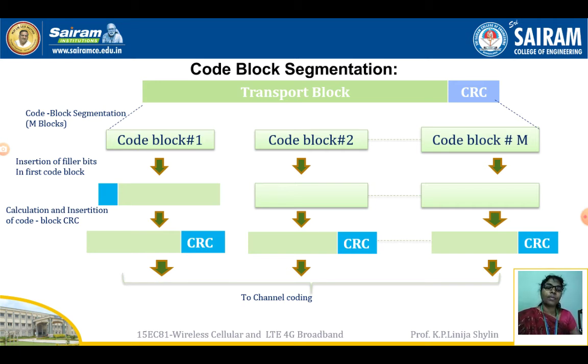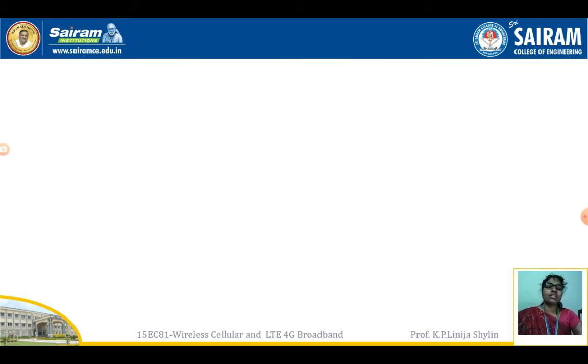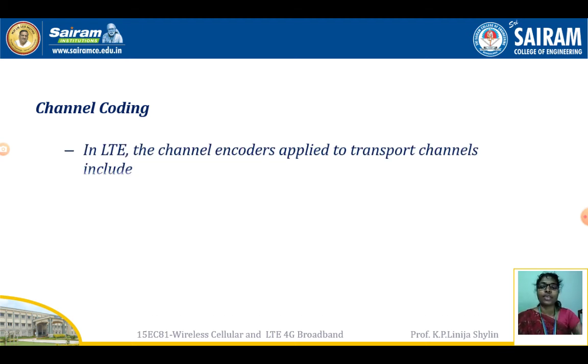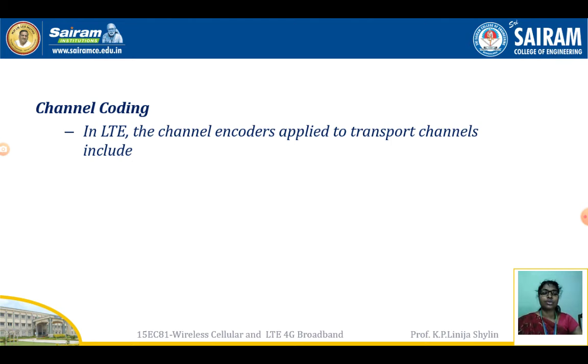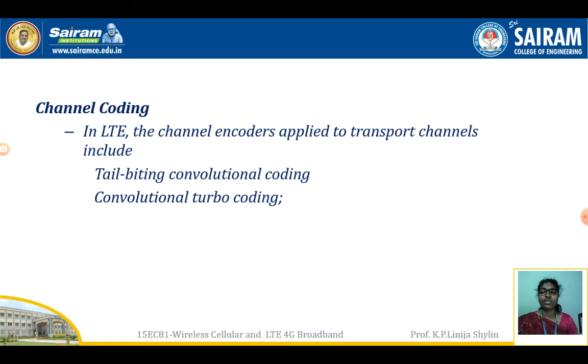Now what do you mean by channel coding? Channel coding is nothing but the encoder. The channel encoder applied to the transport channel is categorized into two forms: one is tail biting convolutional coding and the other is convolutional turbo coding. So there are two types of channel encoders, tail biting convolutional coding and convolutional turbo coding. The output of this channel coding is given to rate matching.